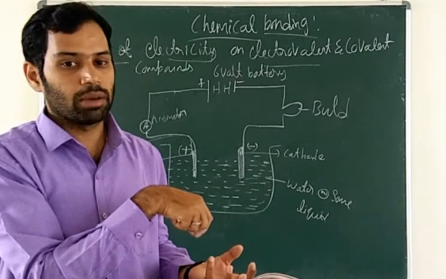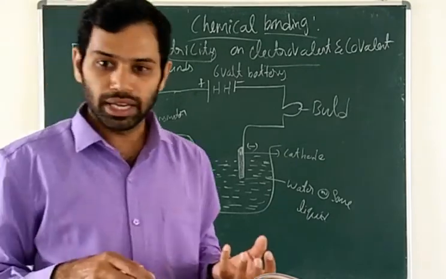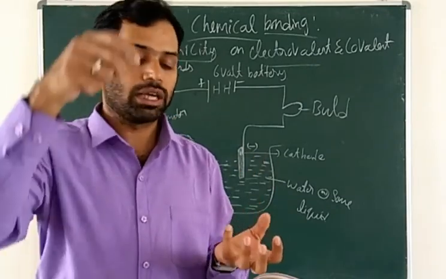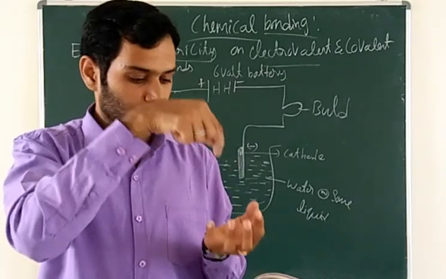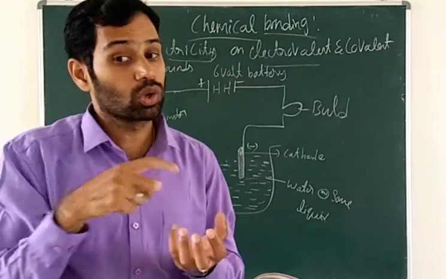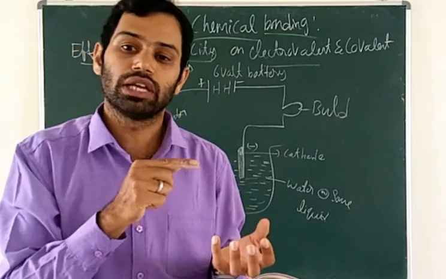At that time, what will happen? The bulb will glow. It means that when you take sodium chloride solution in the beaker and dip the platinum rod into it, the bulb will glow. It indicates that electricity will pass through the electrovalent compound.